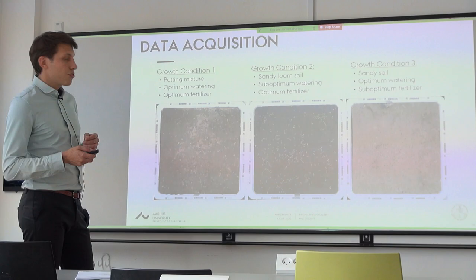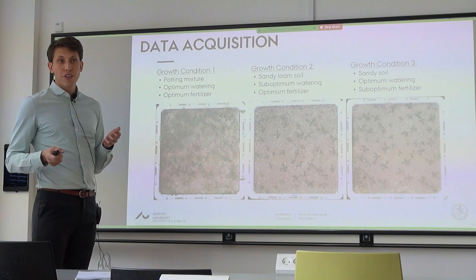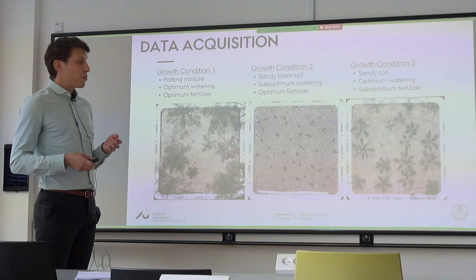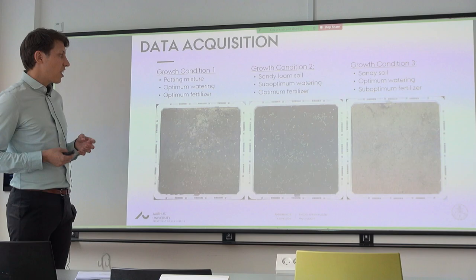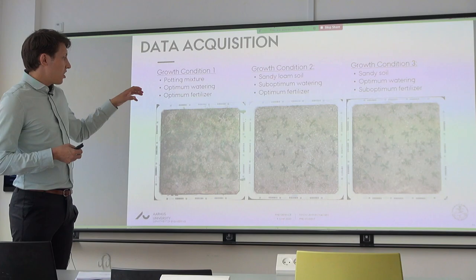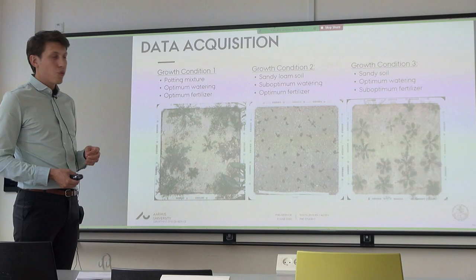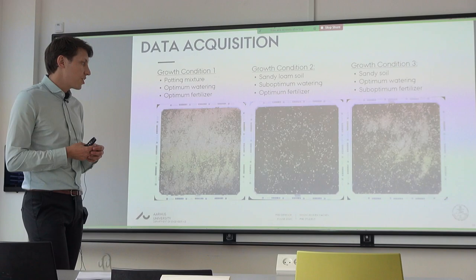To induce interspecies variability in the samples, we have applied different growth conditions to each of the different species. In our experiments, we have used 3 different growth conditions, which is visualized in this illustration here. Growth condition 1 is sort of the optimal growth condition, where the plants grow really fast and become big relatively quickly compared to the other 2 growth conditions.